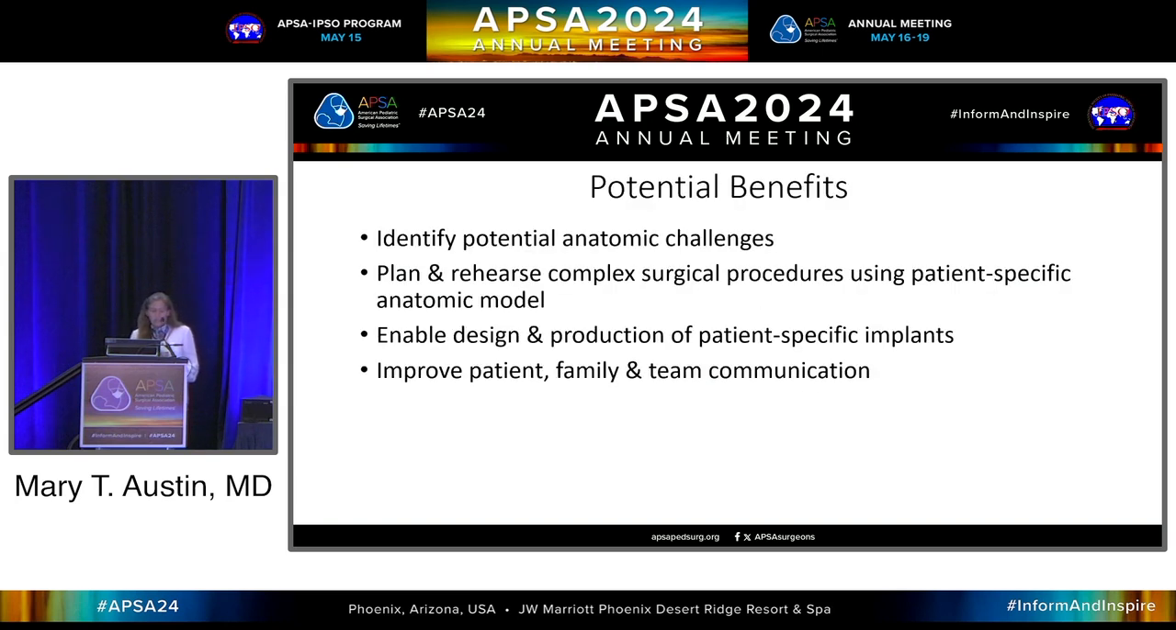So there are several potential benefits to using 3D printing for complex cases. These models can help the surgeon identify potential anatomic challenges and thus facilitate surgical planning and rehearsal of complex procedures using a patient-specific model. As I'll demonstrate with a later case, the models can also enable us to design and produce patient-specific implants, which can greatly reduce our operative time. And they really help facilitate conversations with our patients, their parents, and even other healthcare team members.